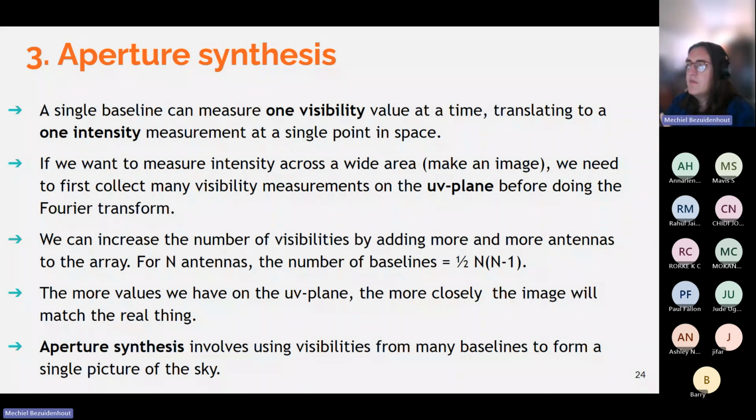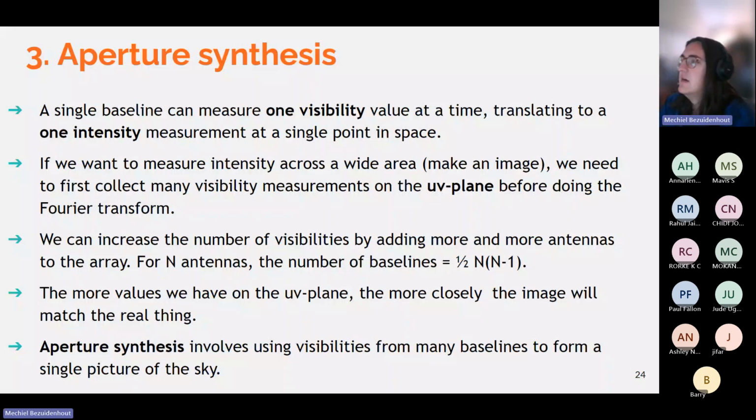And we can increase the number of visibilities by adding more and more antennas to the array. So if we have n antennas in an array, the number of baselines is equal to half of n times n minus 1. And that corresponds to the number of points that we sample on the UV plane. And the more antennas that we add, the more of the UV plane is going to be sampled. And the more completely that the UV plane is sampled, the more closely the image that we get out will match the real thing. So the more antennas, the better quality the image, basically. Aperture synthesis involves using visibilities from many baselines with different orientations and lengths to form a single picture of the sky.